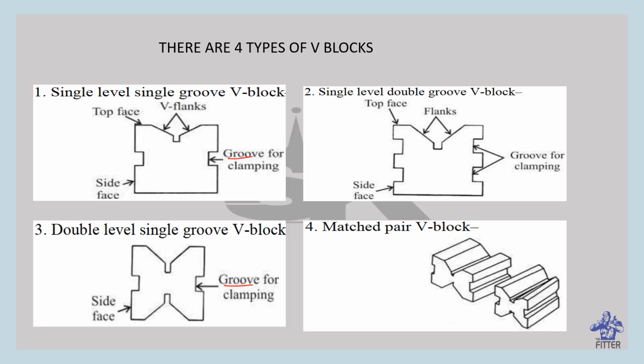Single level means this one. If we observe grooves on top and bottom, that is double level. If you observe only on top, that is single level. So here single level double grooves. See, these are double grooves and single level. So match the V blocks. This is a similar pair of V blocks.